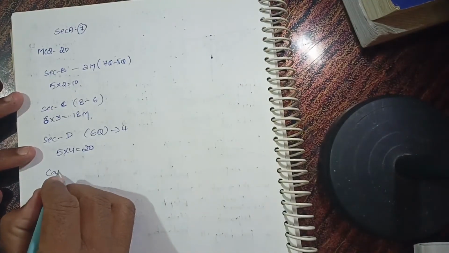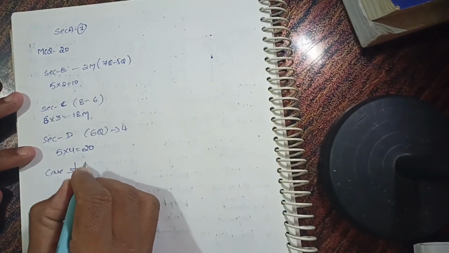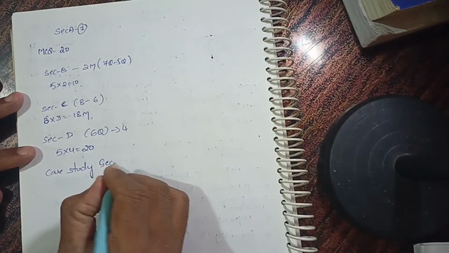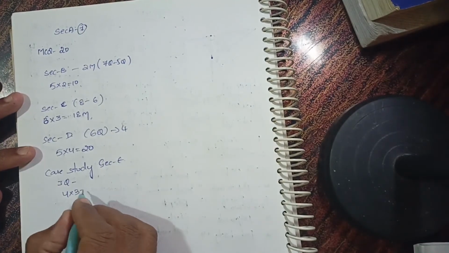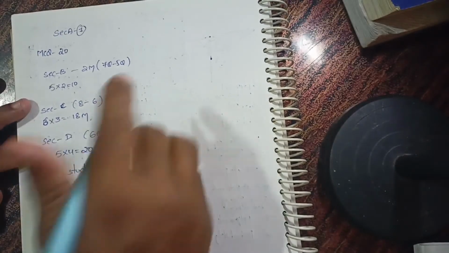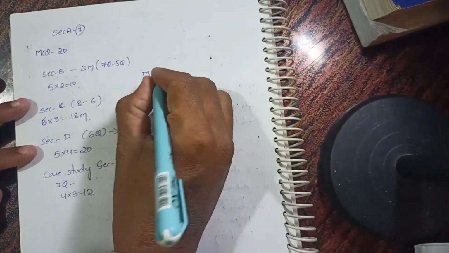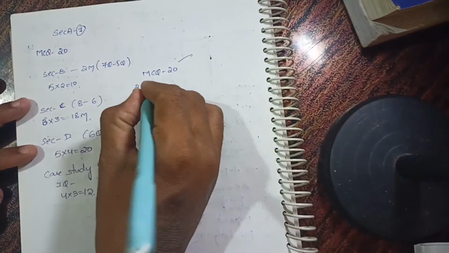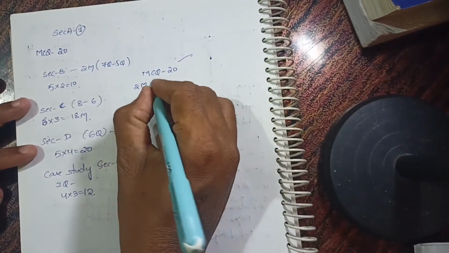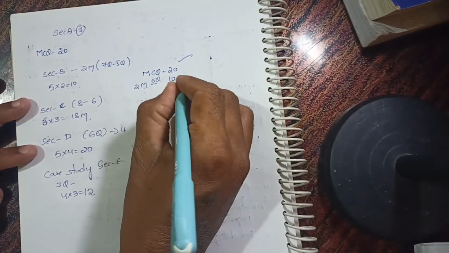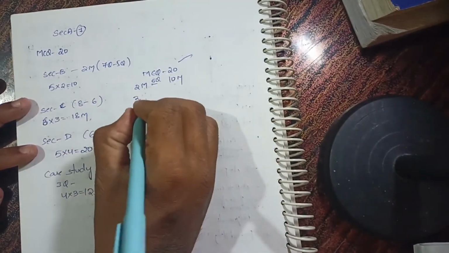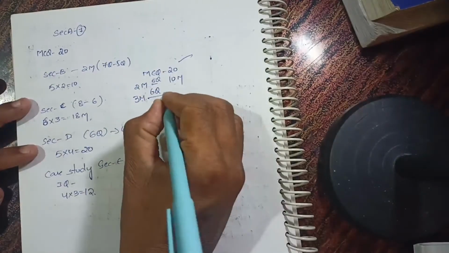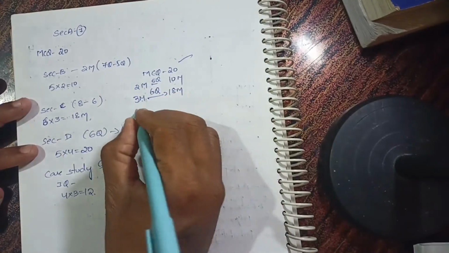And case study, you are getting section E. 3 questions will be given. Each one carries 4 marks. 4 3s are 12. This is the question paper pattern. So MCQs are 20, you have to write. 2 marks, you are getting 5 questions, that is 10 marks. Next, 3 marks questions, you have to attempt 6 questions, 18 marks.